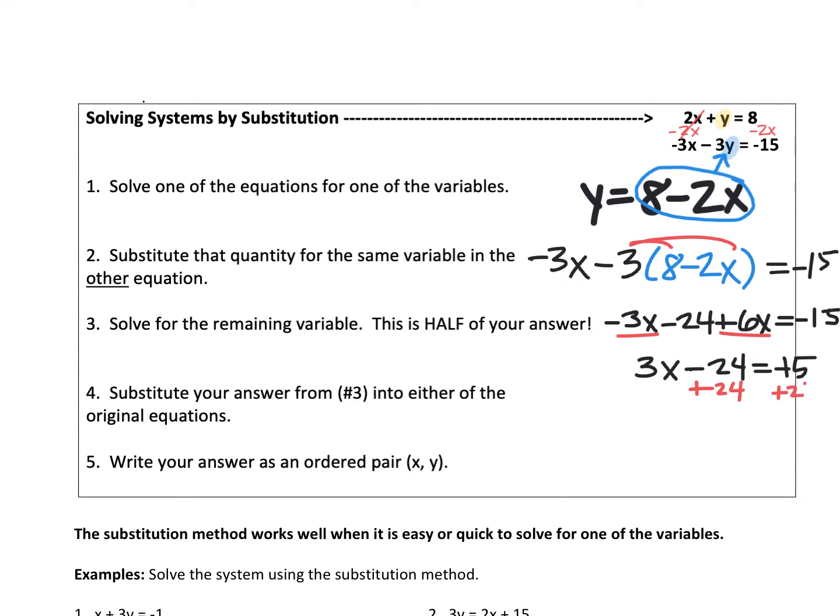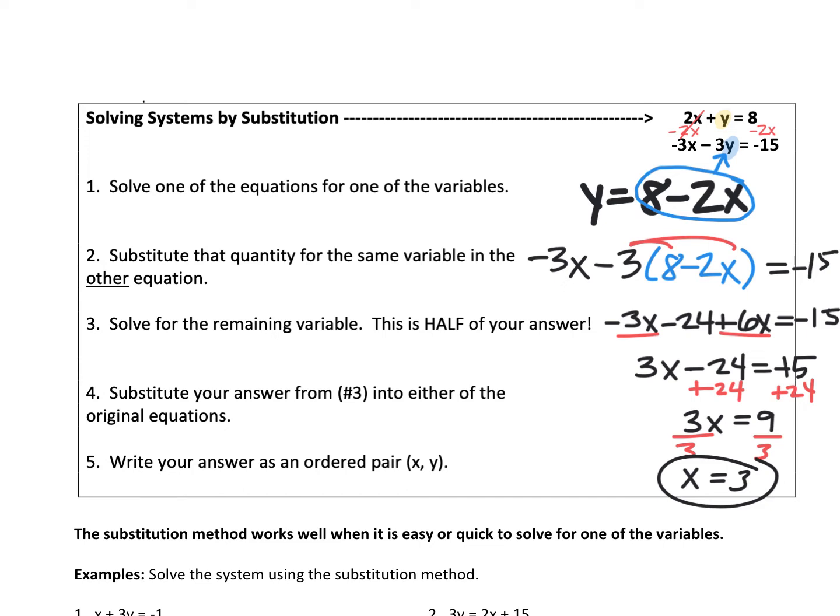So at this point, you're just solving an equation, which is good practice for you since that's part of our unit. Oh, negative 15 plus 24 is 9. And then you divide by 3. And you get 3. You would then plug that back in to get your y value.